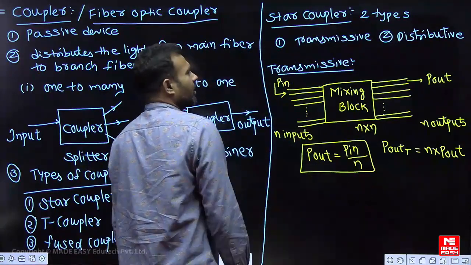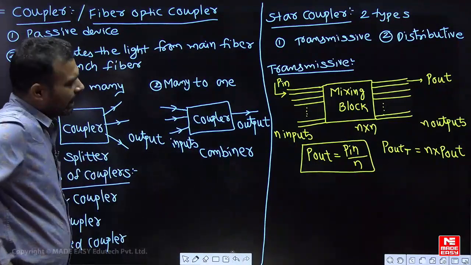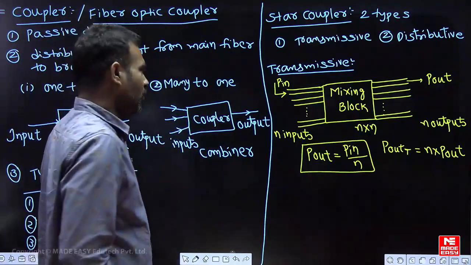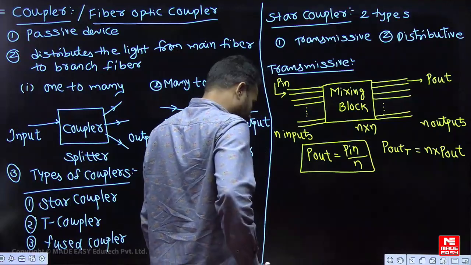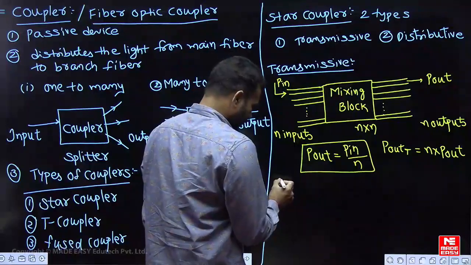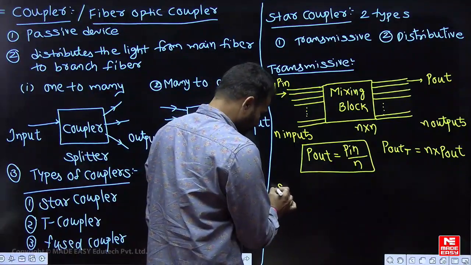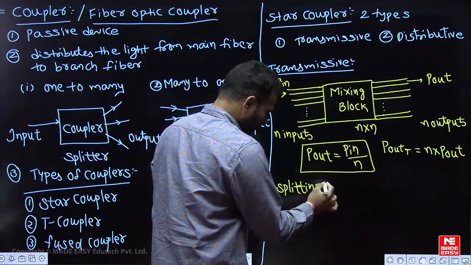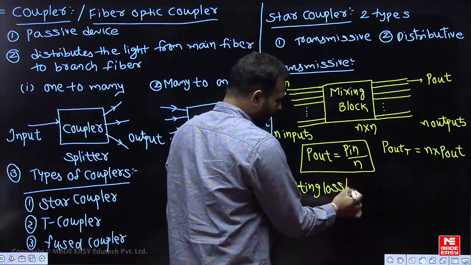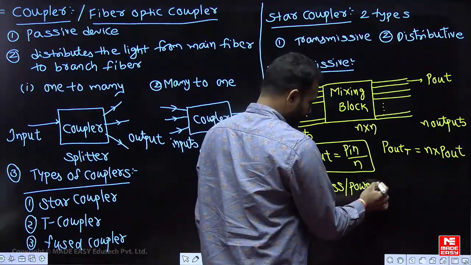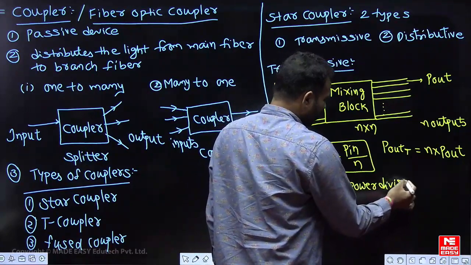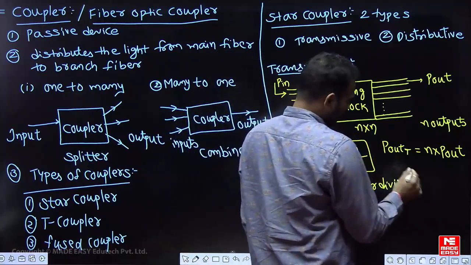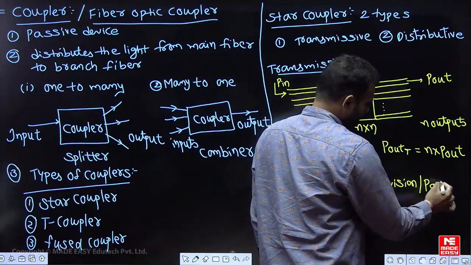Now this is completely about the transmission block. I will explain 2 types of losses, so please listen carefully. The first loss is called splitting loss. Your splitting loss is also called the power division, also called the power distribution ratio.